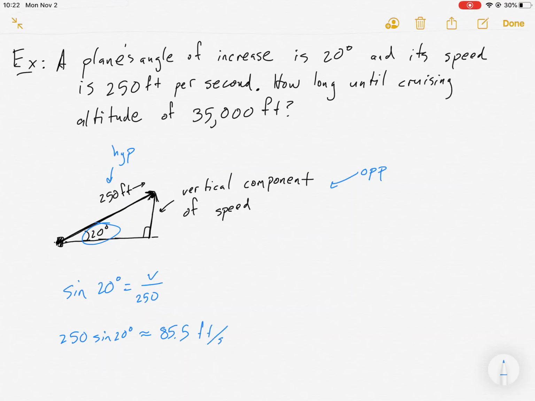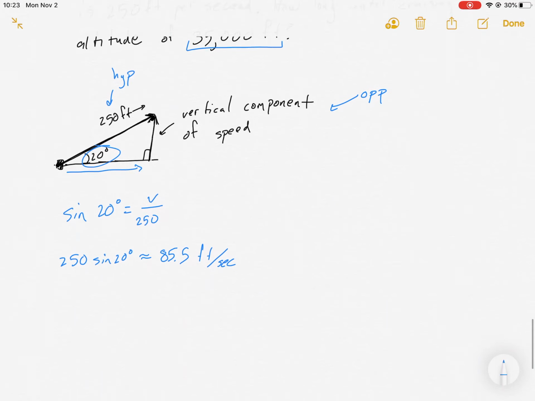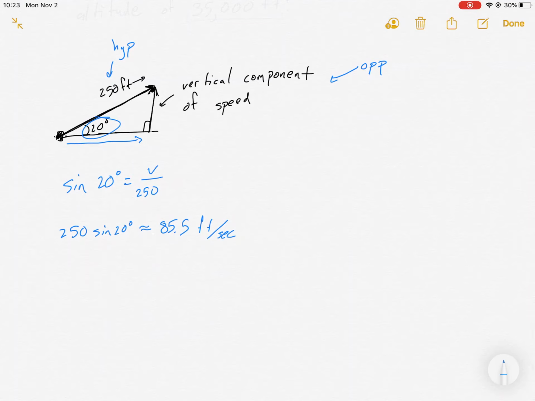feet per second. We could also figure out the horizontal component if we wanted. That would tell us how far it moves in relation to the airport or wherever it started per second. But we don't need that. We just are worried about the height because we want this to reach 35,000 feet. So now I have my speed. Now this turns into not a trig equation, but just a linear equation involving speed. As a quick reminder, to find your speed or your velocity, you take distance and divide it by time.